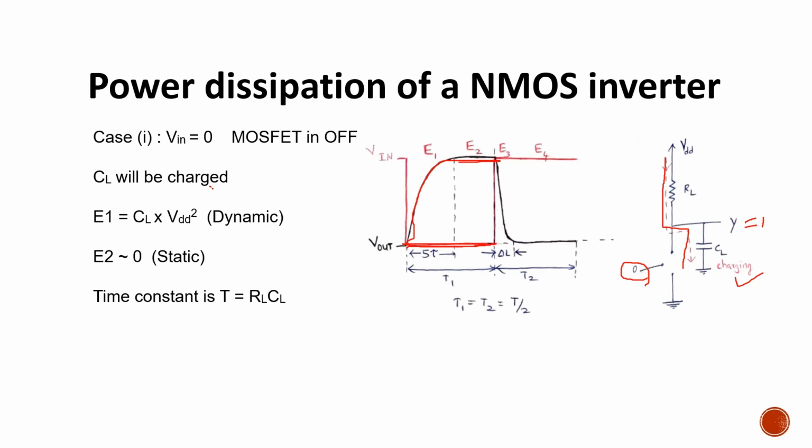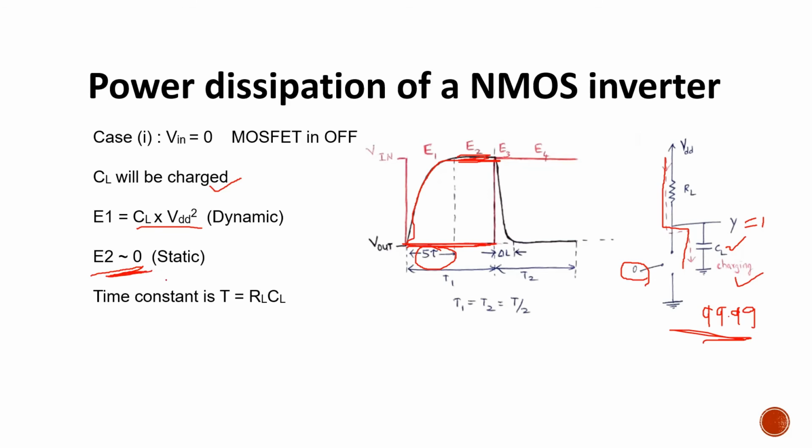So here the capacitor is charging and the energy stored here is simply CL VDD square. Once it is completely charged to the maximum value, for example 99.99%, since 5 tau time constants is enough to reach the maximum value, then there is no required energy. So you can say it's almost 0.